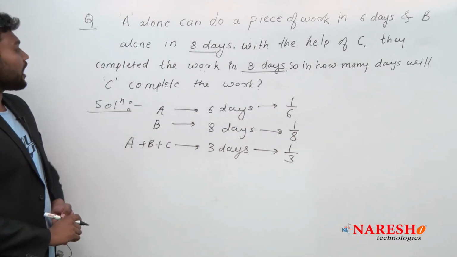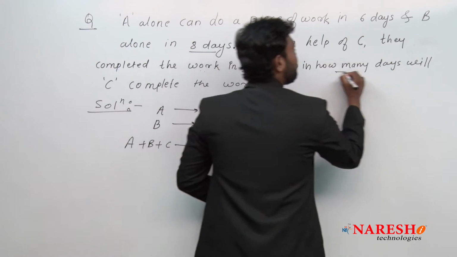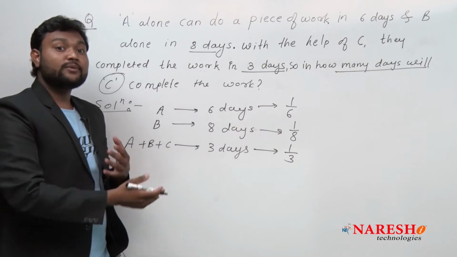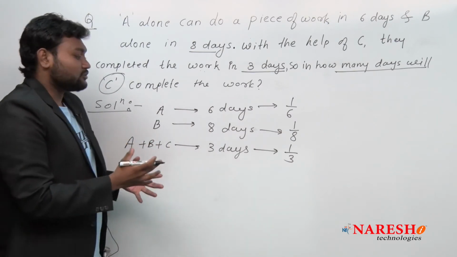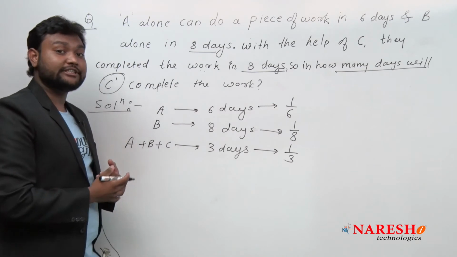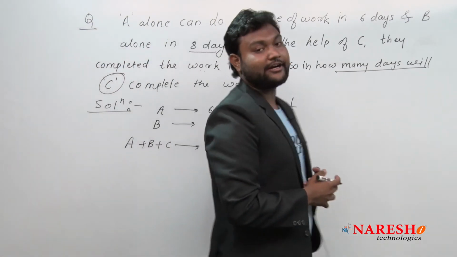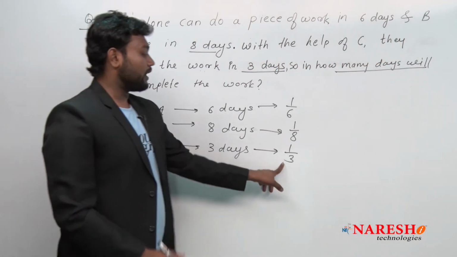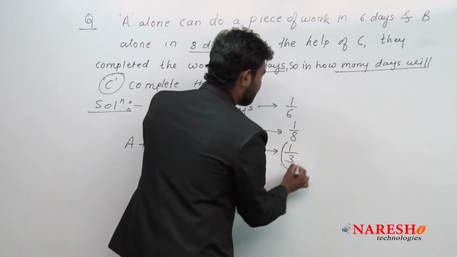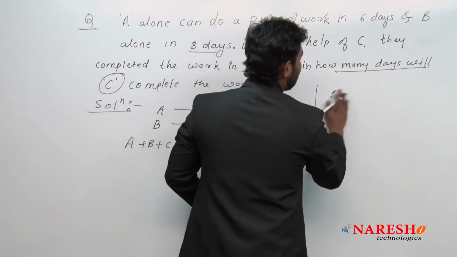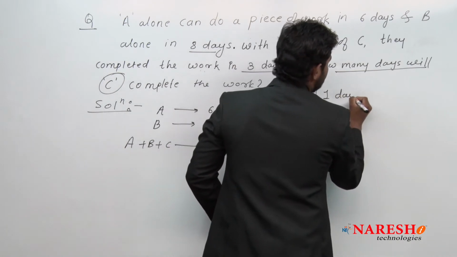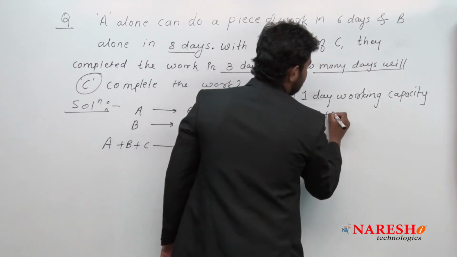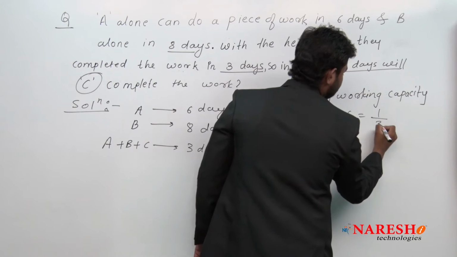Now, what do we have to find out? In how many days will C alone complete the work? That means we have to find out the one day working capacity of C. How do we find the answer? It's really simple. This 1 by 3 is the one day working capacity of A plus B plus C.